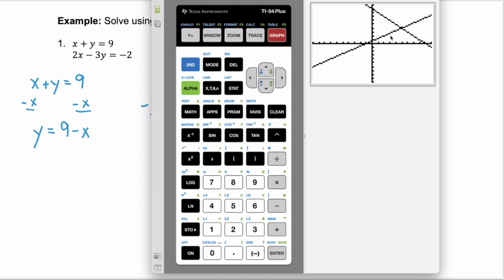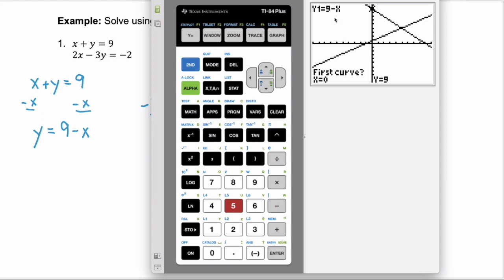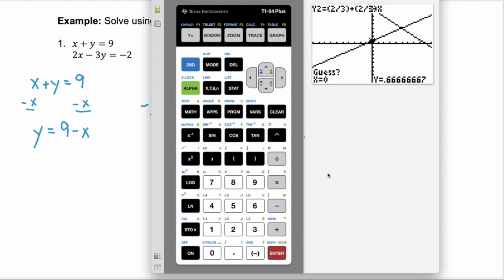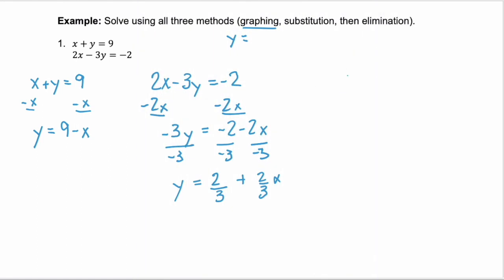So we need to use our calculator to find that point of intersection. To do that, we hit second trace, and then we select option 5, which is intersect. Remember, it's asking us, is this your first curve? Double check that your equation's correct. If it is, you can hit enter. Then we're prompted, is this your second curve? Again, check your equation and then hit enter. And then you're asked, do you want to guess? I sure do. And it gives us our point of intersection. X is 5, y is 4. So we'll write that down. This gave us a solution of the point (5, 4).